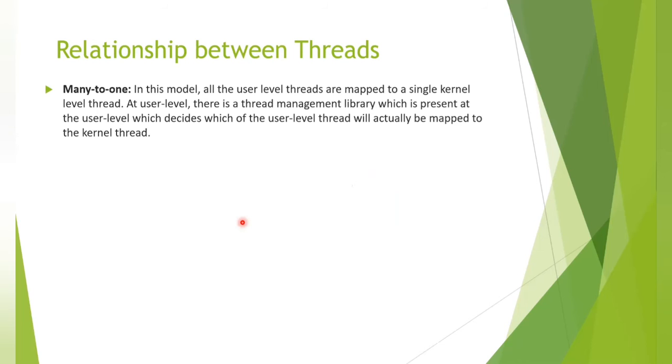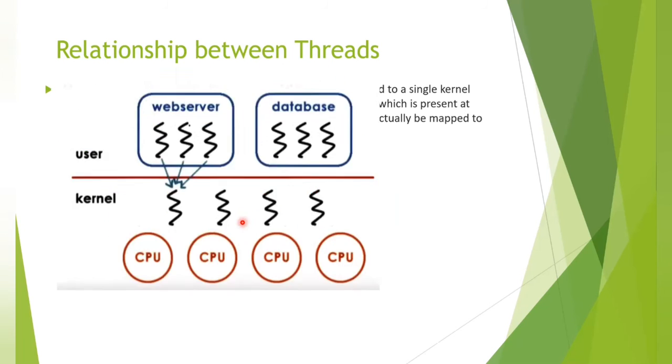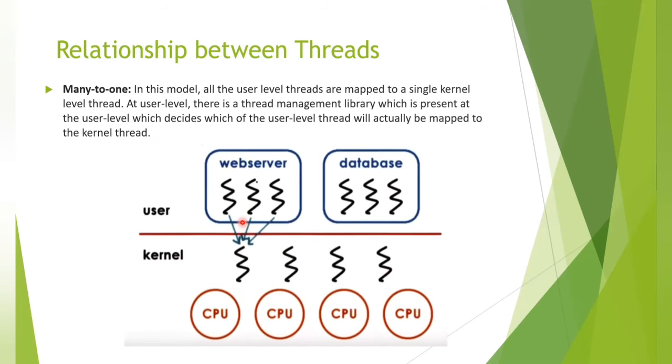So let's look at the next relationship, which is the many-to-one relationship. In this model, all the user level threads are mapped to a single kernel level thread. At user level, there is a thread management library, which decides which of the user level threads will actually be mapped to the kernel level thread.